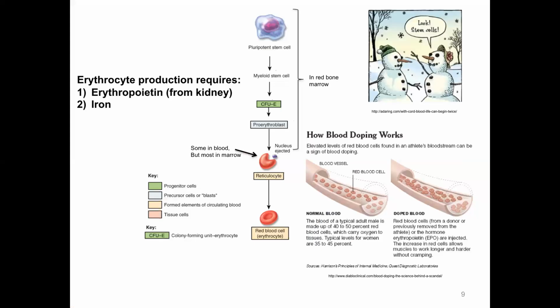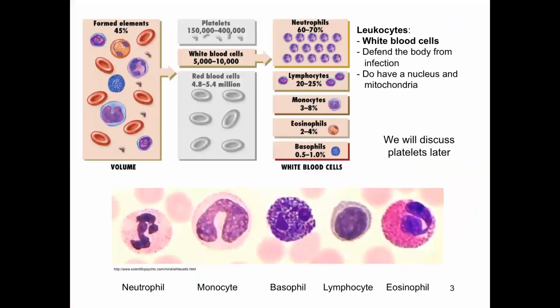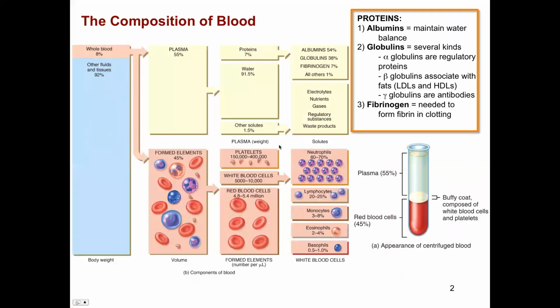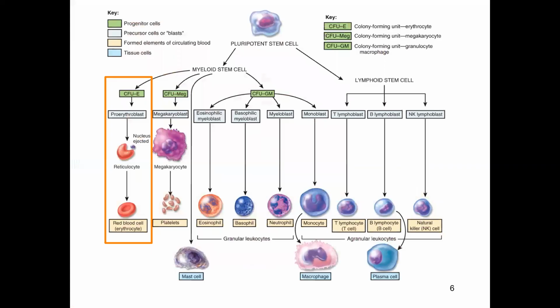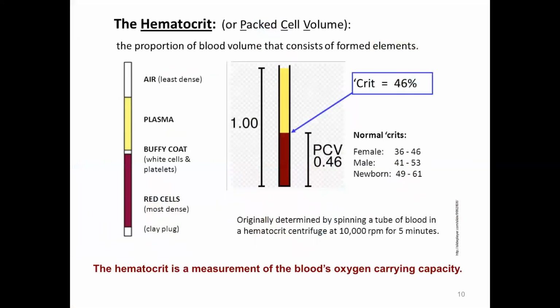This goes back to what I was saying at the beginning. We can spin blood down, and we get about 45% being your red blood cells. That's your hematocrit, or your crit. So it'd be 0.45, which is just taking the percentage without moving it over two decimal places. That's why it's drawn like this, as if it was spun down. And notice it's also called the packed cell volume.